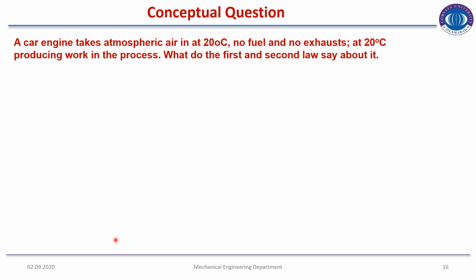A car engine takes atmospheric air in at 20 degrees centigrade, with no fuel and no exhaust, at 20 degrees centigrade, producing work in the process. What do the first and second law say about it?